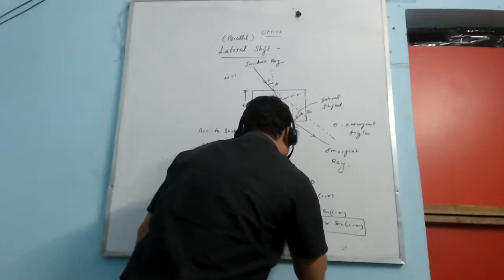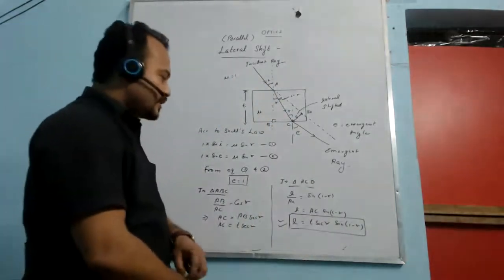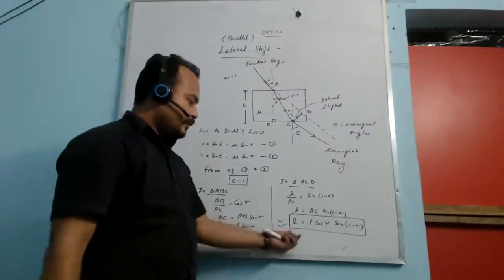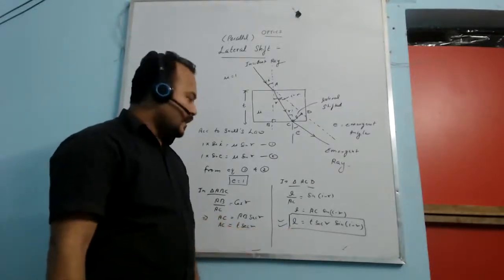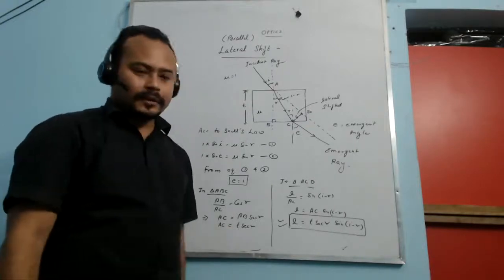In JEE Mains and NEET examinations, questions are asked directly from this topic, and we should remember this formula: L equals T sec R into sine of I minus R. Okay, thank you.